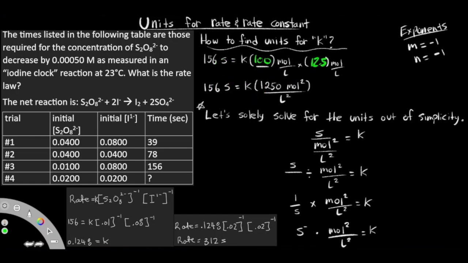And then obviously we have to isolate for K, so we have to divide this by 1,250 moles squared over liter squared. If I do it on the right side so that they can cancel out, I have to do it on the left side. So this is also divided by 1,250 moles squared over liter squared.